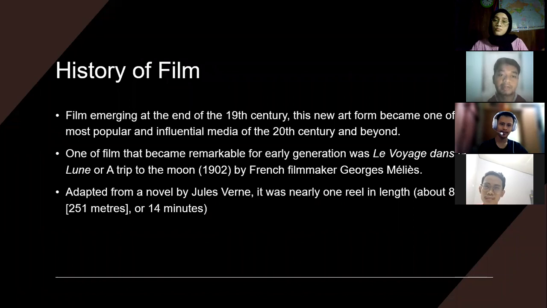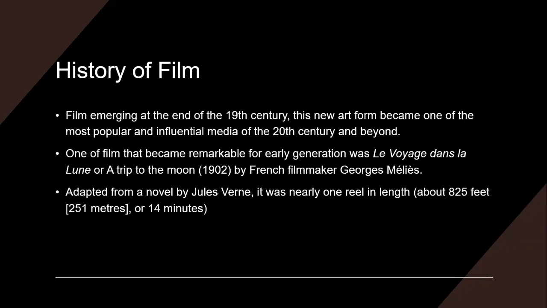Next is the history of film. Film emerged at the end of the 19th century. This new art form became one of the most popular and influential media of the 20th century and beyond. One film that became remarkable for the early generation was Le Voyage dans la Lune, or A Trip to the Moon, made in 1902 by French filmmaker Georges Méliès. Adapted from a novel by Jules Verne, it was nearly one reel in length, about 825 feet, or 251 meters, or 15 minutes in duration.